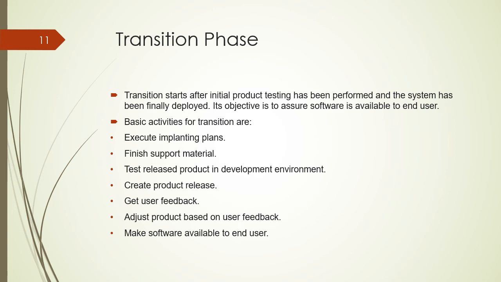So these were the 4 phases of the Rational Unified Process.